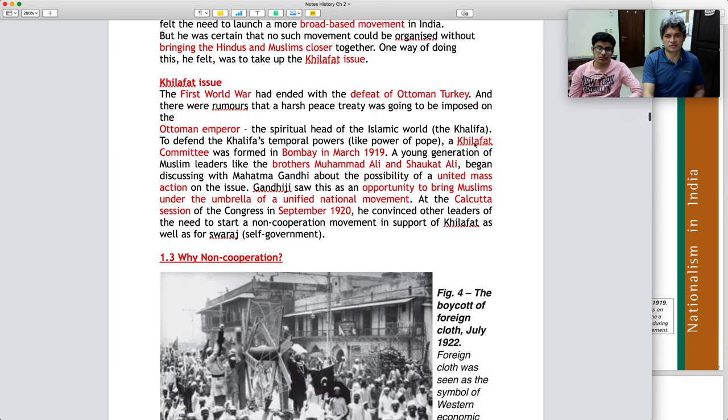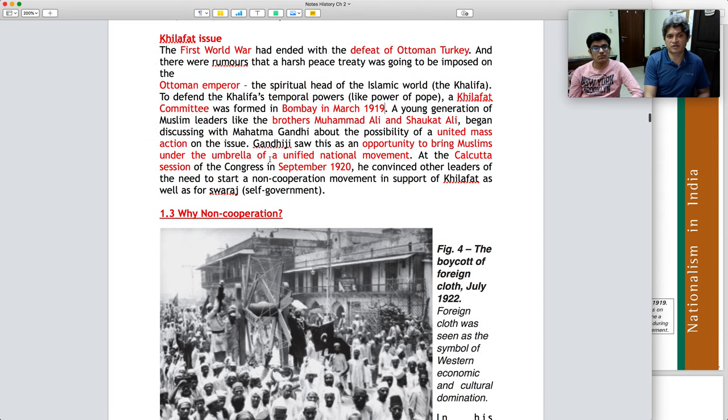So the Khilafat movement. There were two brothers, young Muslim leaders, Muhammad Ali and Shaukat Ali. They began to discuss with Mahatma Gandhi how they could join the non-cooperation movement, and how the Khilafat issue could become a part of it. They wanted a united mass action on the issue.